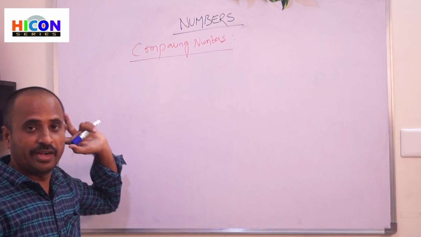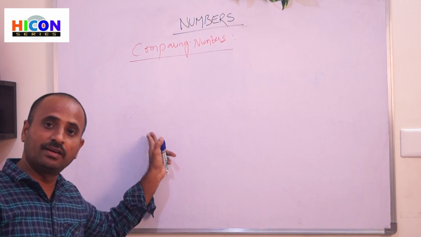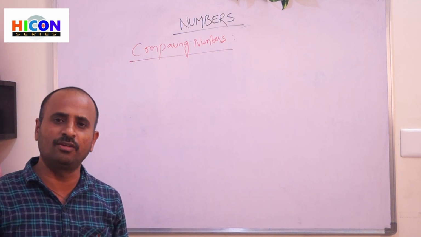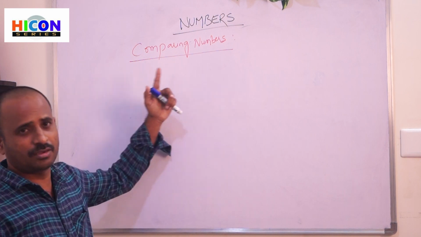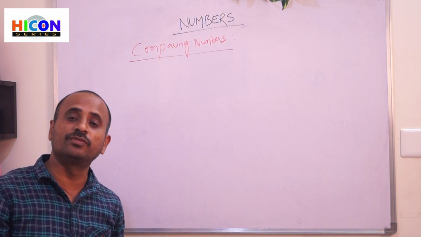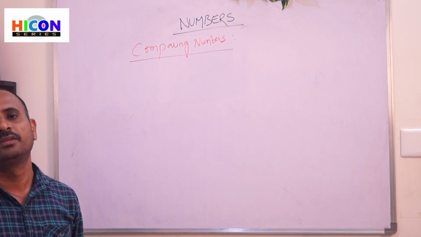And also you have learned how to find the greatest number and the smallest number among a given set of numbers, and how to write the ascending order and descending order in the previous classes. In this class also you will learn about comparing numbers. So let us recall once. What is comparing numbers? Comparison means we have to find which one is the smallest number and which one is the greatest number.